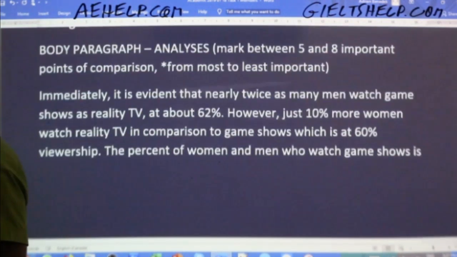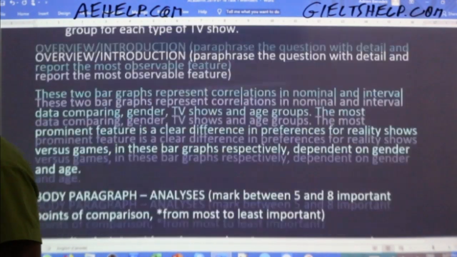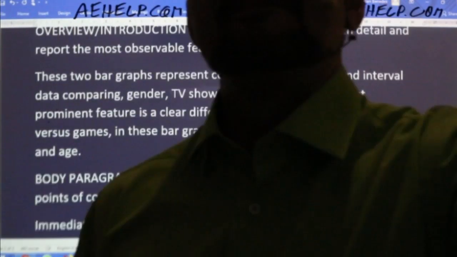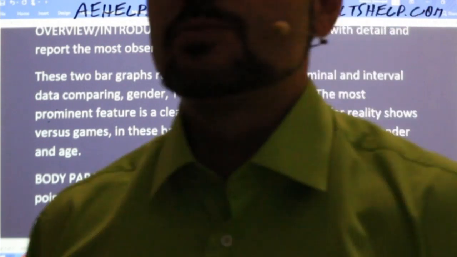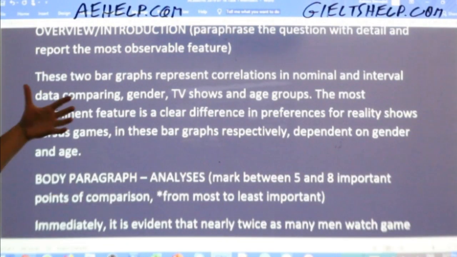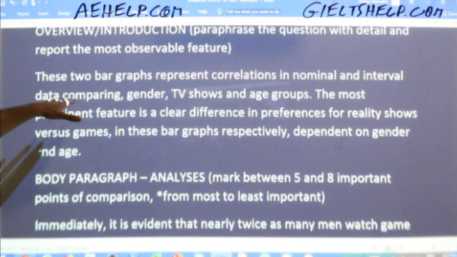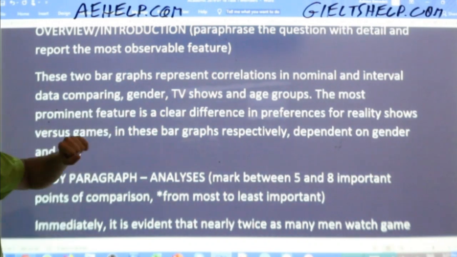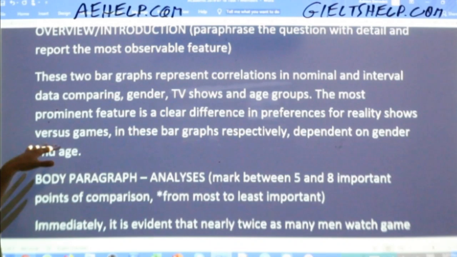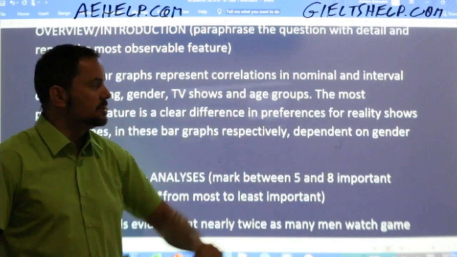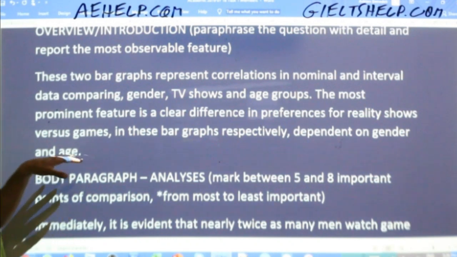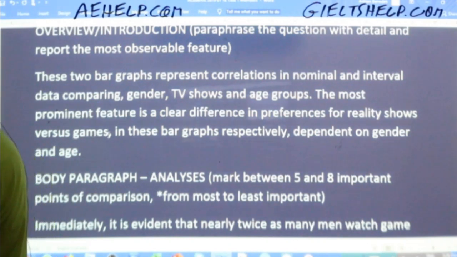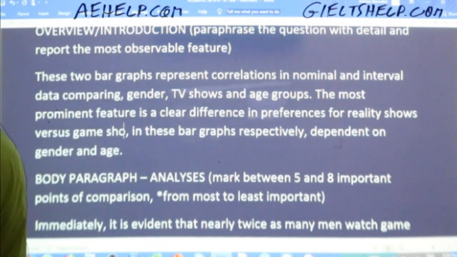All right, so that is now my full essay. Here we go. I'm going to read it. I have a feeling that some of our members are writing some more summaries, which is great. Maybe I missed a point. Let's look at the full essay now. So these two bar graphs represent correlations in nominal and interval data comparing gender, TV shows, and age groups. The most prominent feature is a clear difference in preference for reality shows versus game shows in these bar graphs, respectively, dependent on gender and age.